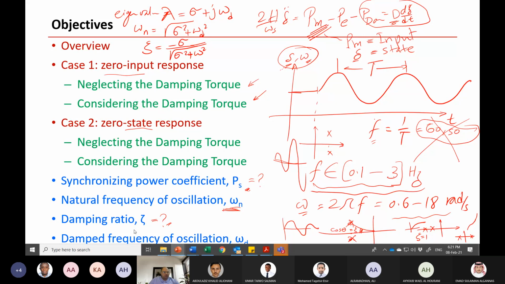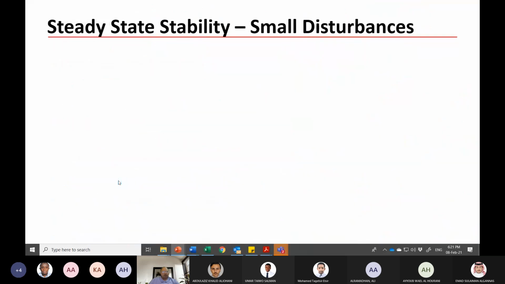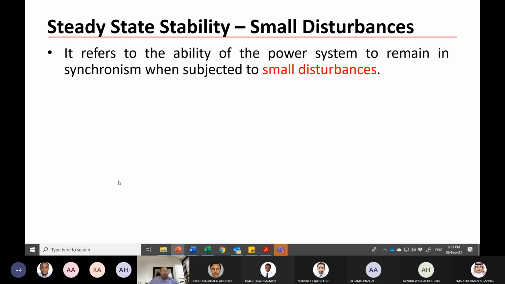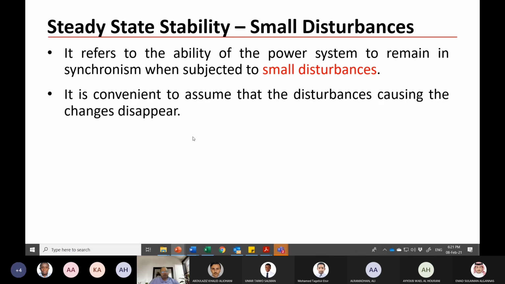So we will see for the steady state stability of the power system how to find these time domain response characteristics. So the steady state stability, we have a small disturbance, definitely small and gradual. It refers to the ability of the system to remain in synchronism when subjected to small disturbance.